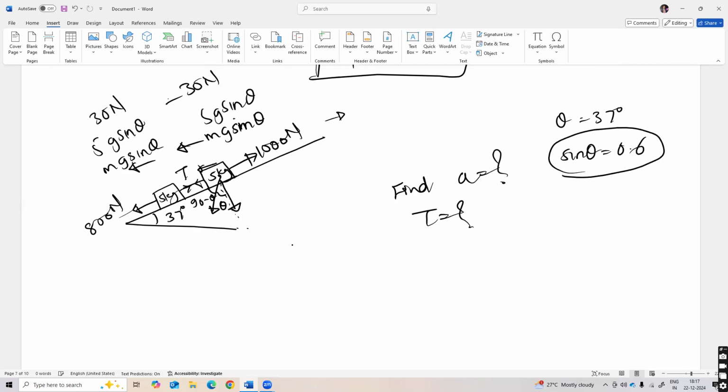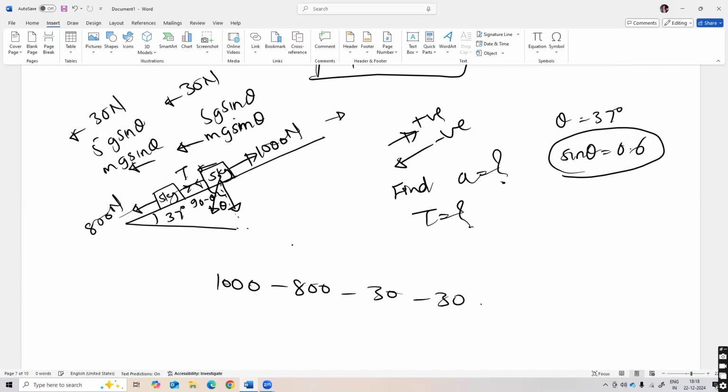So because of the weight of this object, the force of 30 Newton is acting towards this. What we can say is basically the southwest direction. Okay, 30 Newton. So now the net force, if you consider this northeast direction as positive and southwest as negative, then you can see that the net force is basically 1000 minus 800 minus 30 minus 30. So it will be equal to 200 minus 30, 30 is 140 Newton. So the net force is towards the northeast direction of 140 Newton.